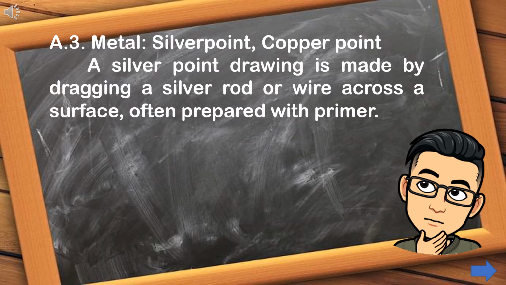Third type of dry media is metal, silver point, copper point. A silver point drawing is made by dragging a silver rod or wire across a surface, often prepared with primer.